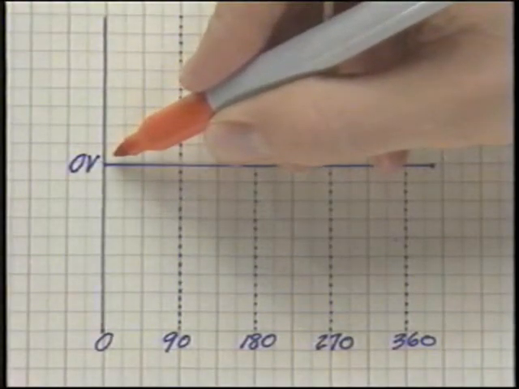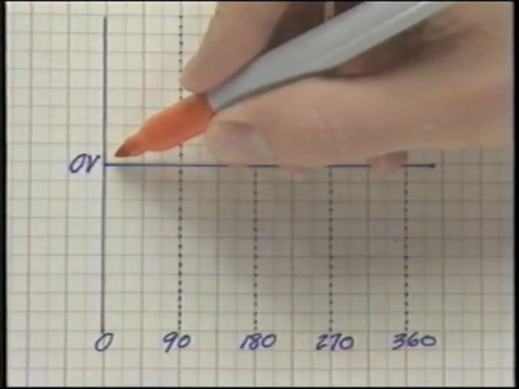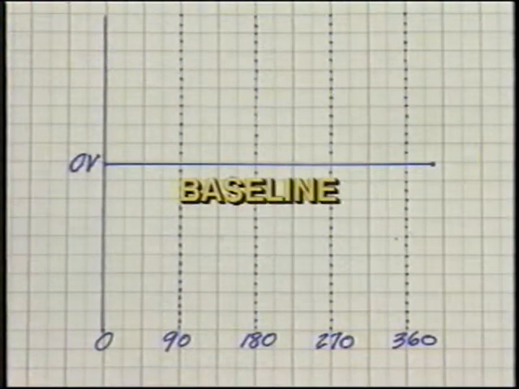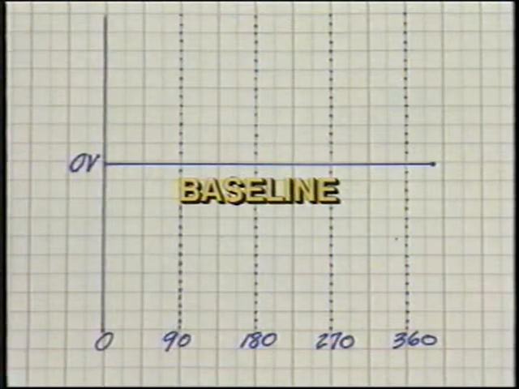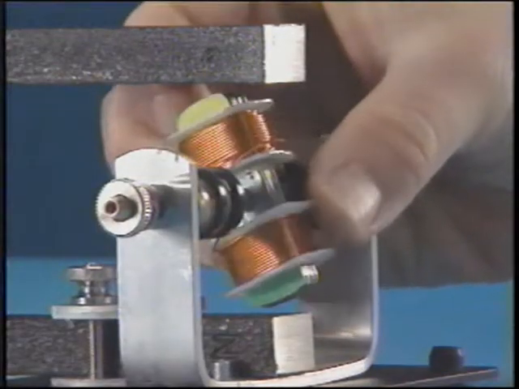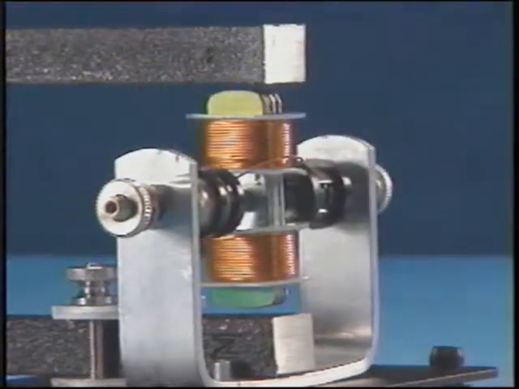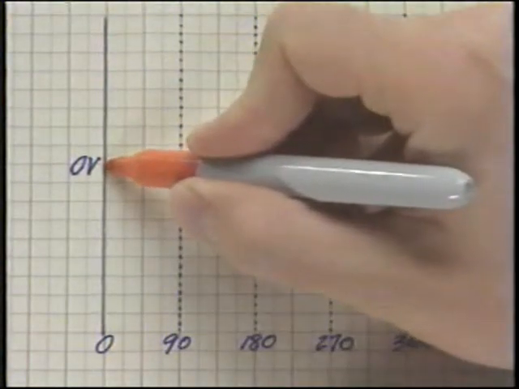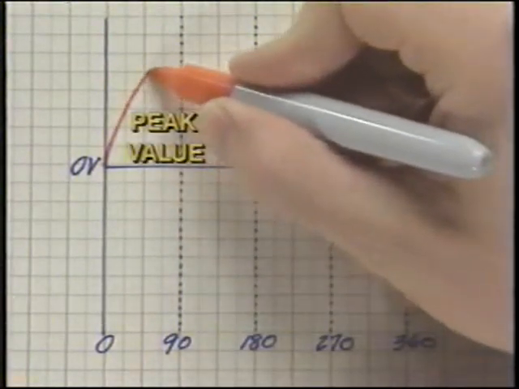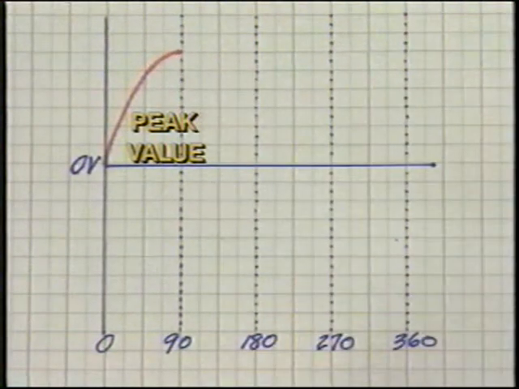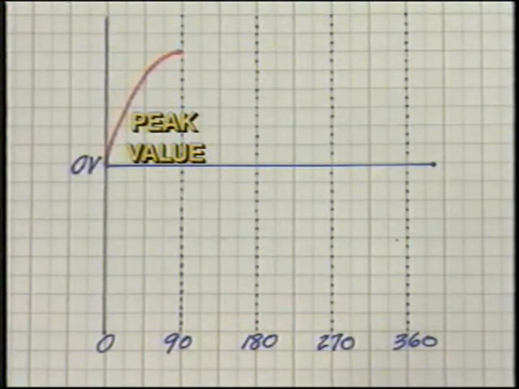You've already seen in the previous video how the voltage output is zero when the coil is not cutting any magnetic lines of force. This is plotted as zero voltage at the 0 degree point on the horizontal axis. This axis will be referred to as the baseline. As the coil makes 1/4 of a revolution, the voltage increases from 0 to a maximum or peak value in one direction. The point at which the voltage reaches its peak on the vertical axis occurs at 90 degrees on the horizontal axis.